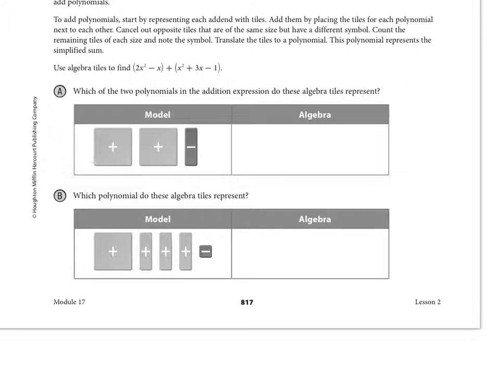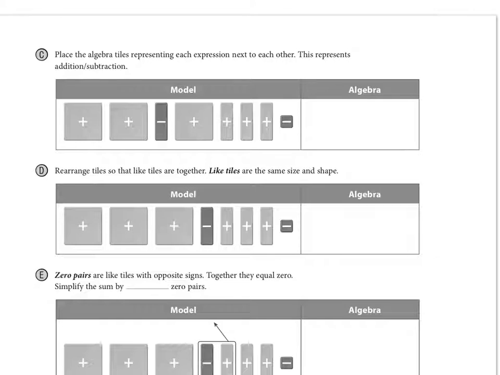So the first thing we need to do is model each. So the expression 2x squared minus x is represented with 2 x squareds and then a negative x. The second polynomial is represented with an x squared, 3 x's, and then a negative 1. So the idea here is to combine these. So we have our first polynomial plus our second polynomial.